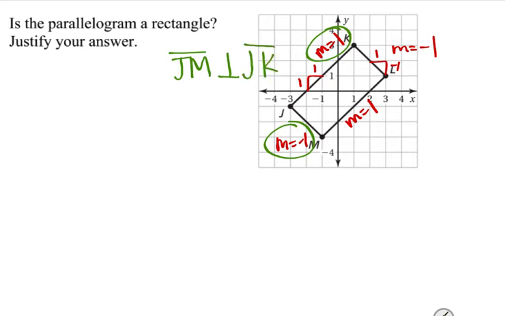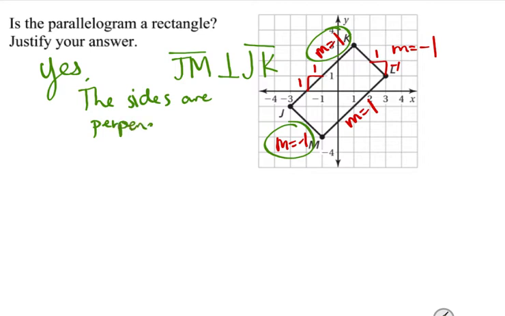And if we check all the others, they are also perpendicular. So yes, it is a rectangle, and it's because the sides are perpendicular. Well, adjacent sides. Adjacent sides are perpendicular. So yeah, it's a rectangle.